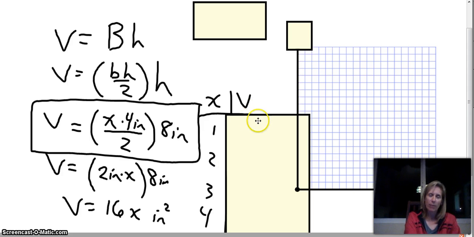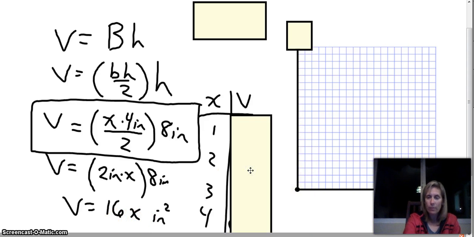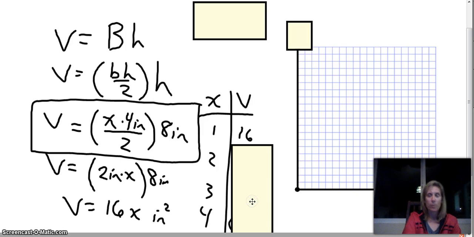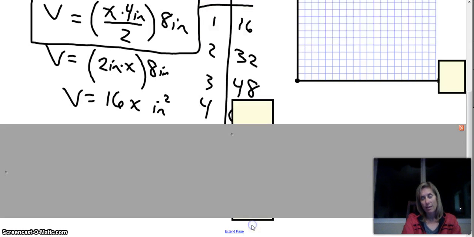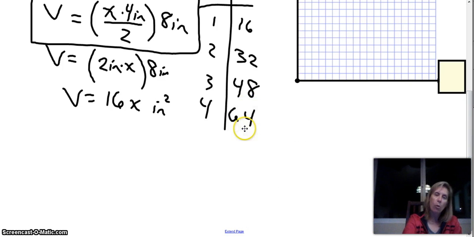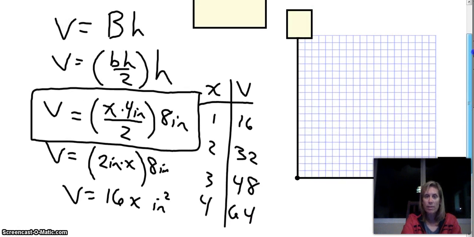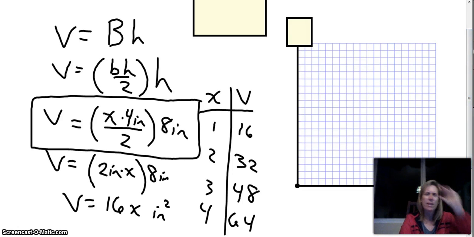It could vary, right? So when we plug 1 into our simple equation, we have 16 times 1, which is 16 inches cubed, right? The units would be cubed. When we plug in 2, 16 times 2 is 32. Plug in 3, 16 times 3 is 48. Plug in 4, 16 times 4 is, you got it, 64. Good. So we'll take this table of points over and we will graph it and see what it looks like.